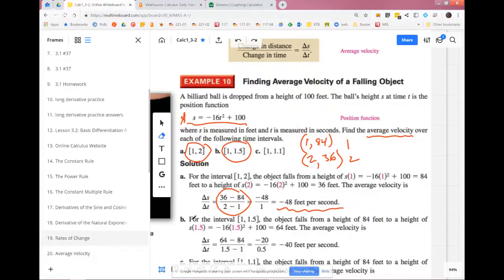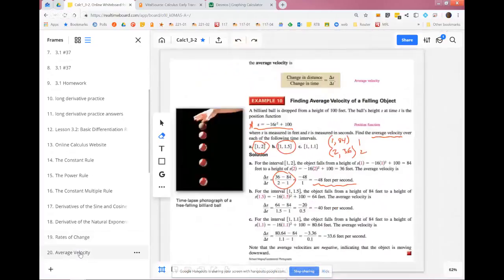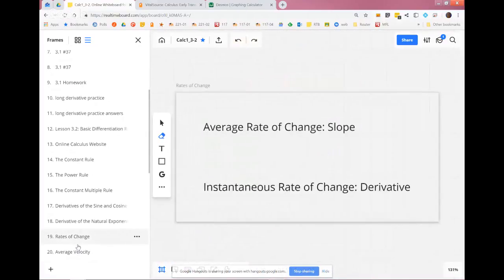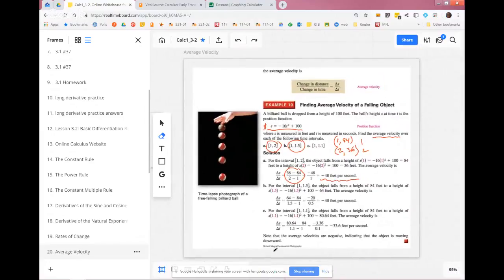Okay, now let me change slides. Maybe that'll help. We'll come back here again. Okay, so what would you do if you were to find the instantaneous rate of change?